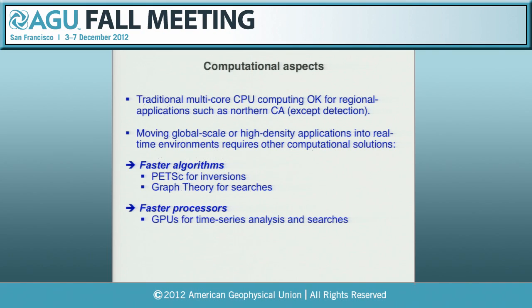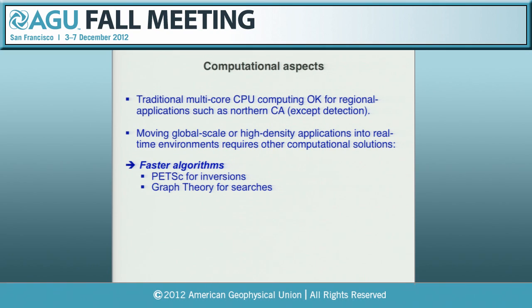So I want to end with a few comments on the computational aspects of this kind of processing. Up to now, we did pretty okay with using just traditional multi-core computer clusters. We typically use about 40 cores, relatively fast CPUs, but nothing really fancy. But if we move to global scale or high density applications, like aftershock surveys that produce 100,000 to 200,000 earthquakes, into the real-time environment, then we may have to think about a few other solutions.